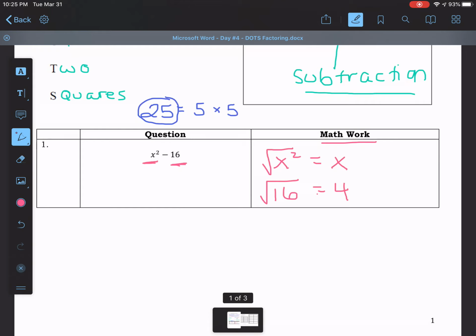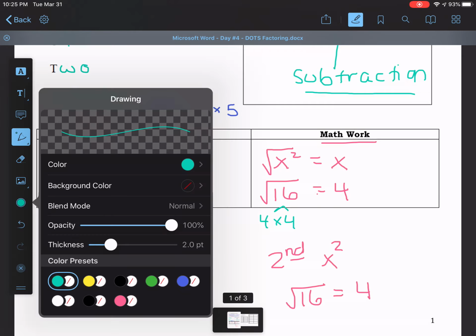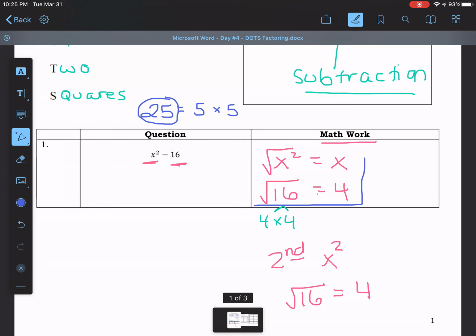So now what we're going to do, over here where I wrote math work, so the square root of x squared is equal to x, okay? And then the square root of 16 is equal to 4, okay? And again, to type that in your calculator, you would just hit second x squared, and then this would pop up. You'd put in 16, and the calculator would spit out 4, okay? But what this means, the square root of 16 equaling 4, what that actually means, just so you understand, is that I can write 16 as 4 times 4, okay?